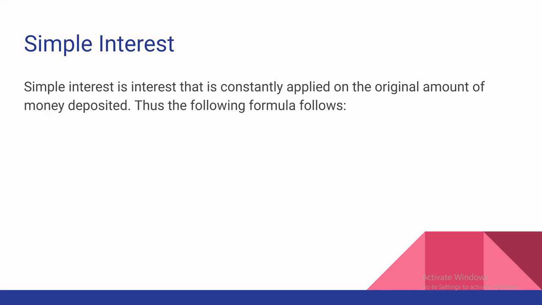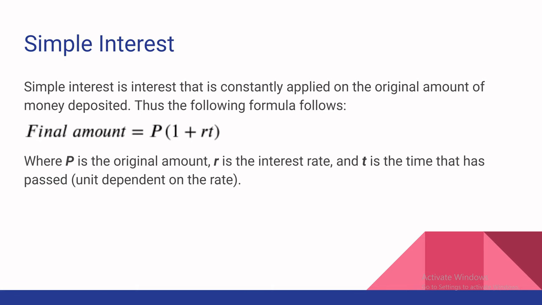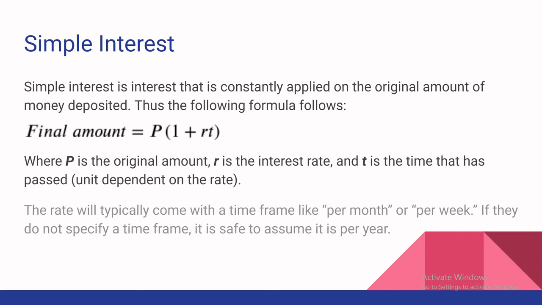So let's start off with simple interest. Simple interest is interest that is constantly applied on the original amount of money deposited. Thus, the following formula follows. The final amount equals P times 1 plus RT, where P is the original amount deposited, R is the interest rate, and T is the time that has passed.